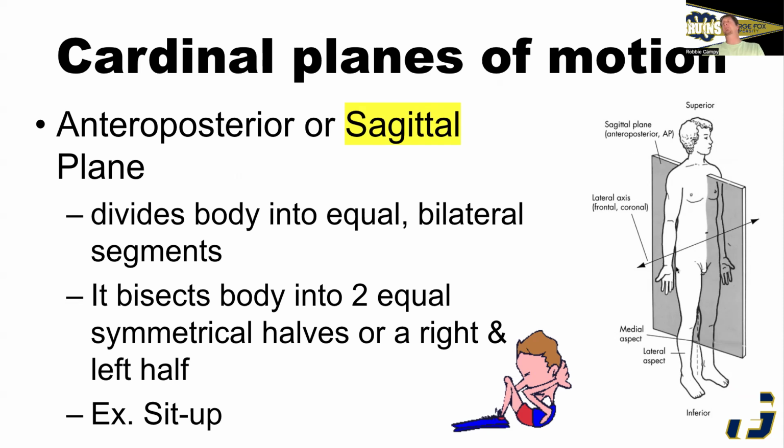Now I can move this plane from the exact midline of the body more distally towards either side, and it's still that same plane, but it's going to divide the body into symmetrical halves. So an example of a motion that's going to occur within the sagittal plane would be a sit-up.